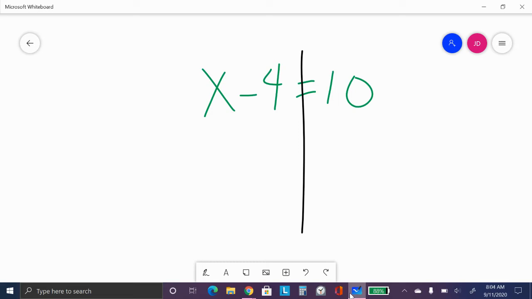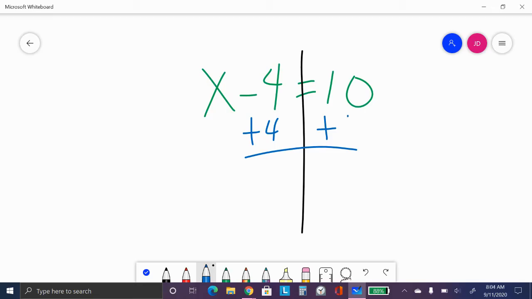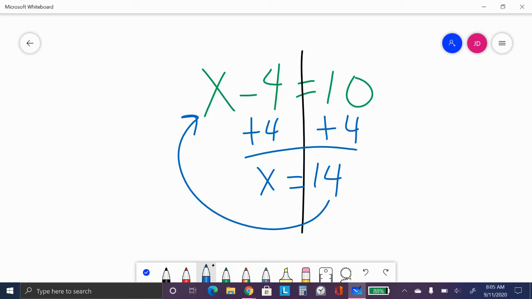Another one-step equation, in this case, we have subtraction. The inverse operation of subtraction would be adding 4 to both sides. Then we get x equals 14. And we plug it back in to double check. 14 minus 4 is 10. Okay, let's do another.